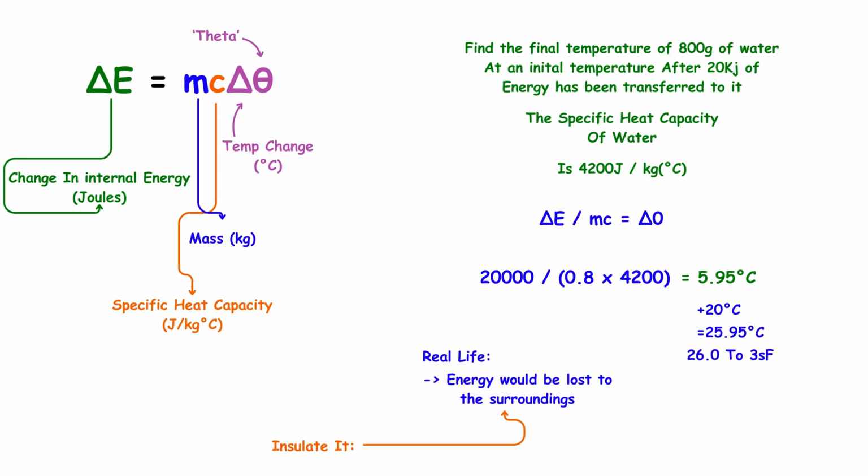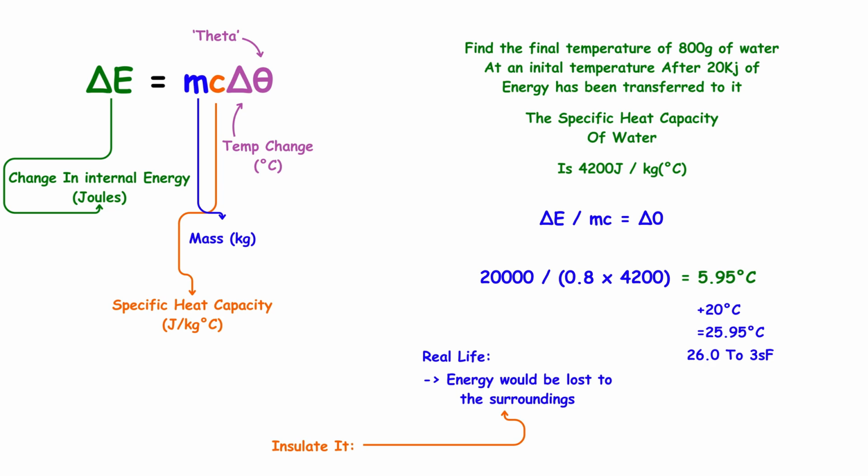Now, we can express this idea mathematically using an equation. The change in internal energy is equal to the mass of the substance multiplied by its specific heat capacity and then multiplied by the change in temperature. Here, the triangle symbol stands for change, and the Greek letter theta represents temperature. To see this equation in action, let's solve a quick example.